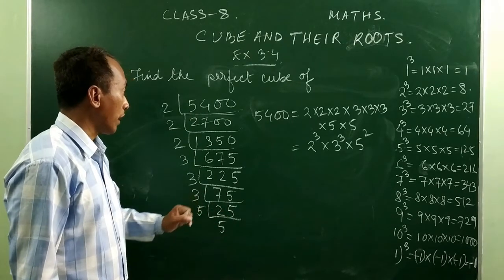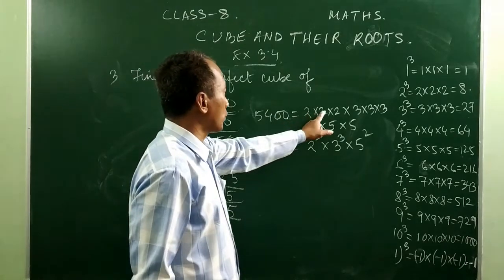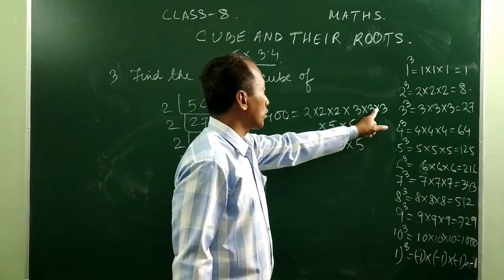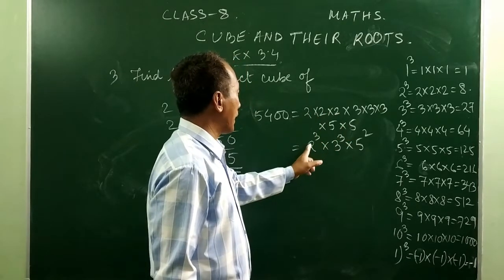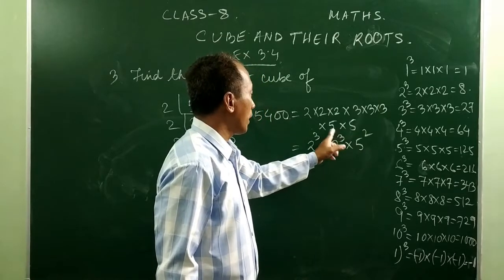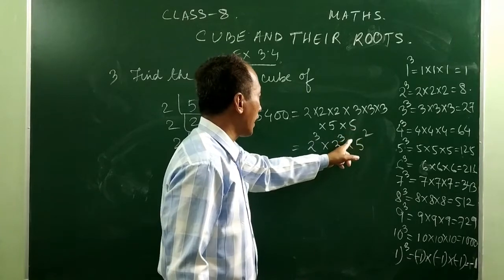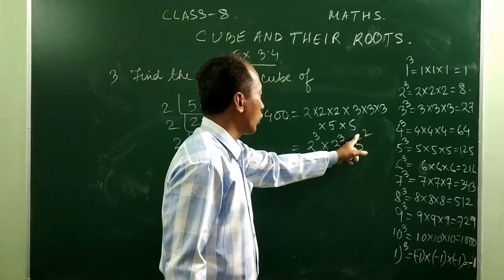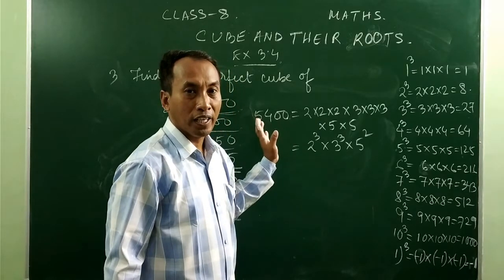5 into 5 is 25. Now 5400 can be expressed as 2 into 2 into 2 into 3 into 3 into 3 into 5 into 5. 2 into 2 into 2 can be expressed as 2 cube. 3 into 3 into 3 can be expressed as 3 cube. But 5 into 5 can be expressed only as 5 square. So here 5 does not become a cube. Therefore, 5400 is not a perfect cube.